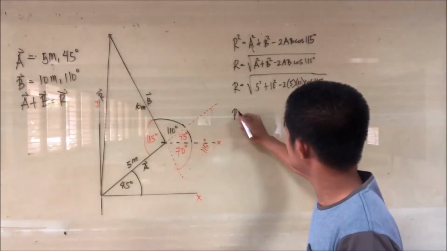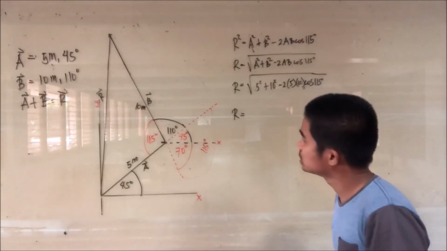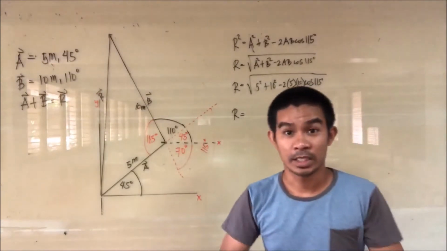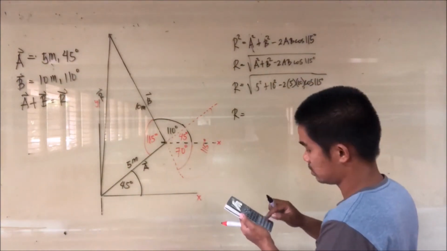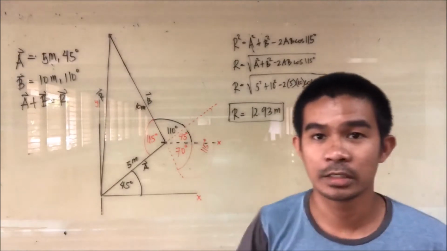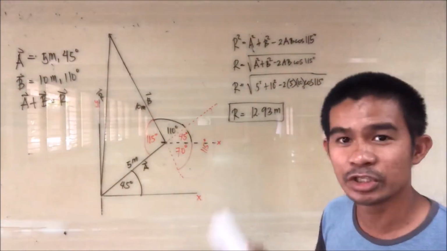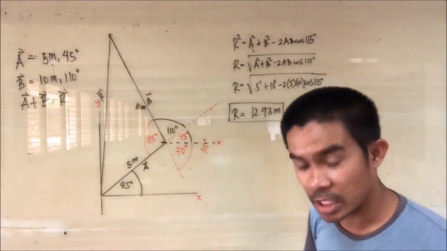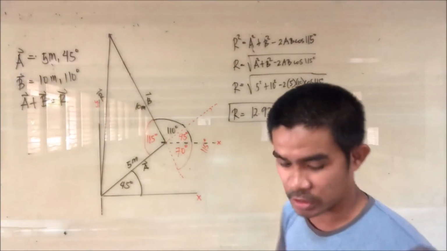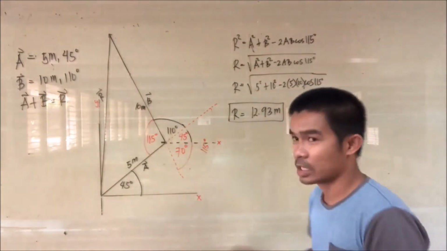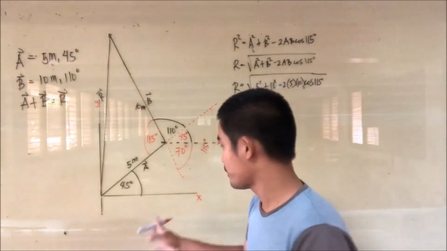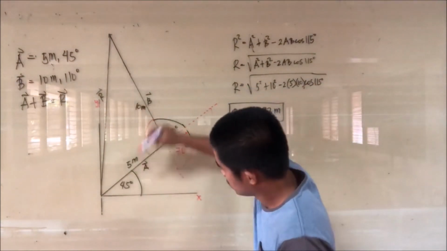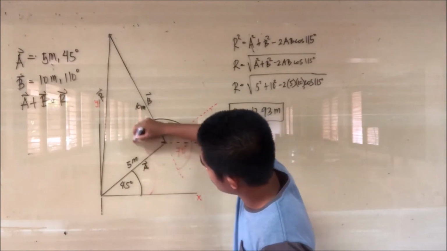So R equals, let us solve using calculator. I have the magnitude of vector R equals 12.93 meters. Now how about the direction of vector R? The direction of vector R must be measured from positive x-axis in counterclockwise direction. That's positive x-axis to vector R.